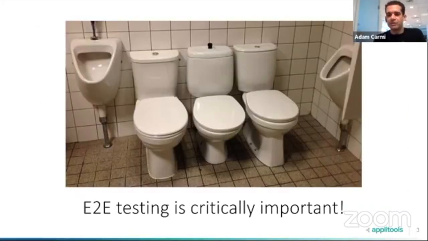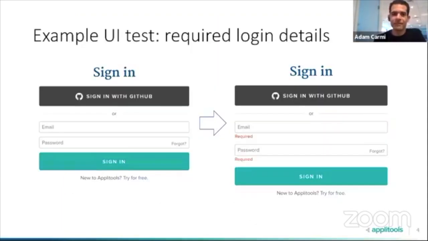As you all know, end-to-end testing is critically important because even if all the components of your system are working flawlessly, if you don't integrate them together and they don't work well together, you might end up with a suboptimal system that no one would like to use.